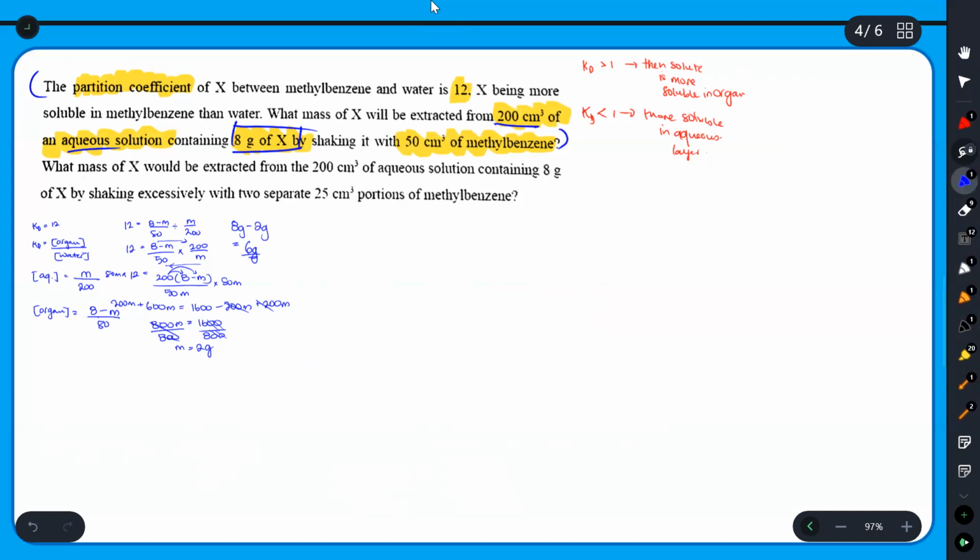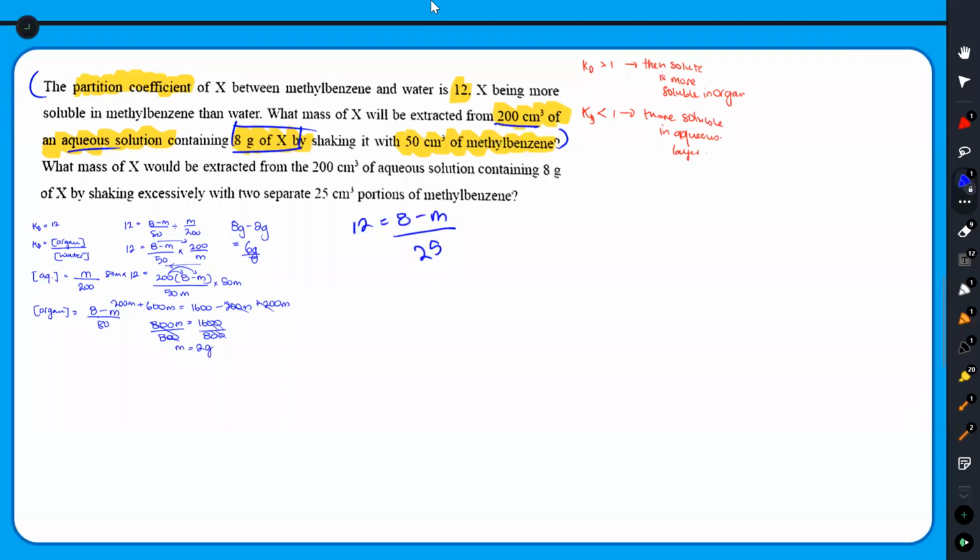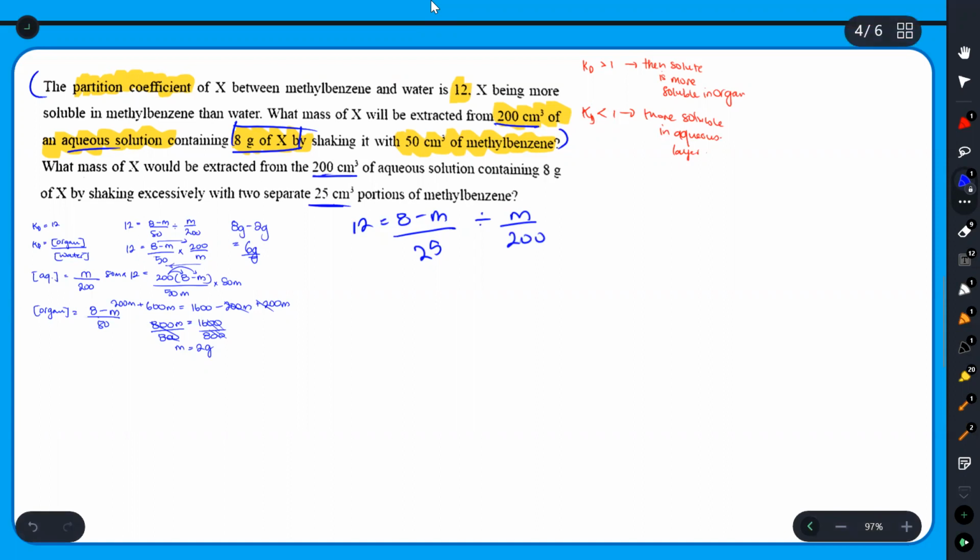So you're going to use the same equation where you have 12 being equal to 8 minus m, but instead of 50, you're using a volume of 25, right? So you're using a volume of 25 and you'll divide that by the mass over 200, because the volume of water wouldn't change. It's still 200 in the aqueous layer, but this time 2 separate portions of methyl benzene, so 25 and 25. So we'll have to do this calculation twice. So first we're going to calculate what was extracted first, right?